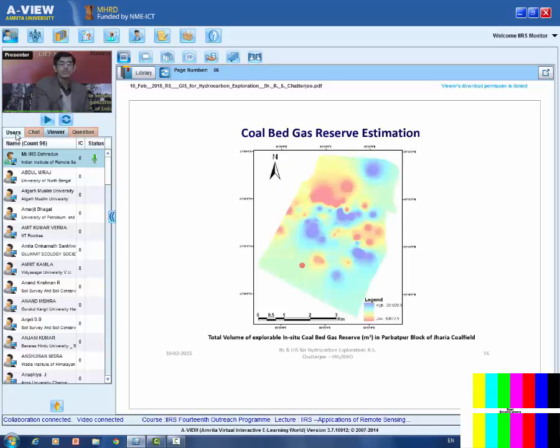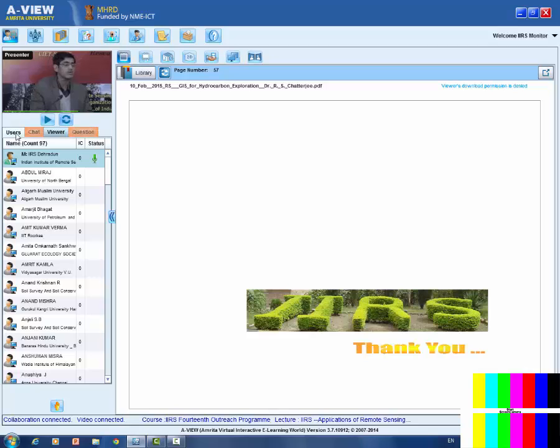Finally, what we see is this Parbatpur block, with the coal bed gas content in cubic meters. Coal bed gas content would be available, and these are the areas of maximum available coal bed gas, so we can prospect these areas. In fact, extraction of coal bed gas is taking place in many areas of the Jharia coalfield by many agencies. So this is all about this lecture presentation.